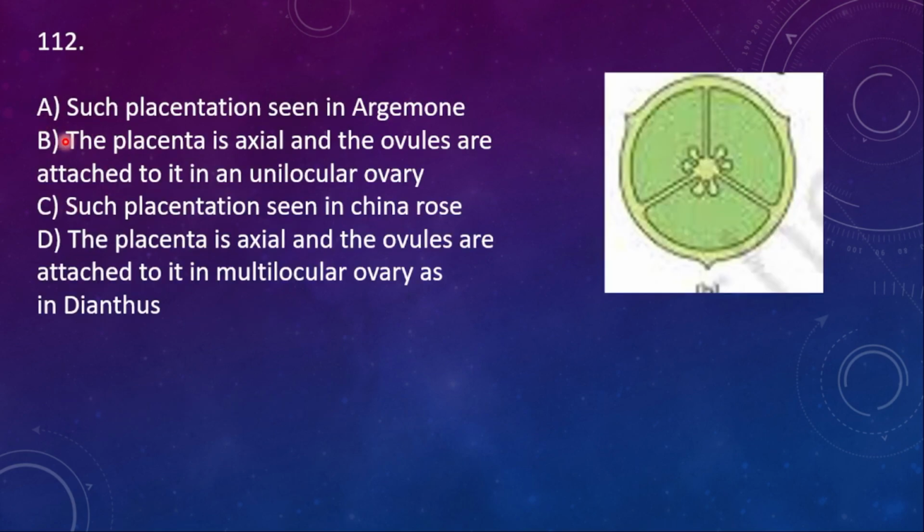112. Option A. This is one example of placentation is given. Such placentation is seen in argemone. B. The placenta is axile and the ovules are attached to it in an unilocular ovary. C. Such placentation seen in China rose. D. Placentation is axile and then ovules are attached to it in multilocular ovary as in dianthus. So here the correct option is C.